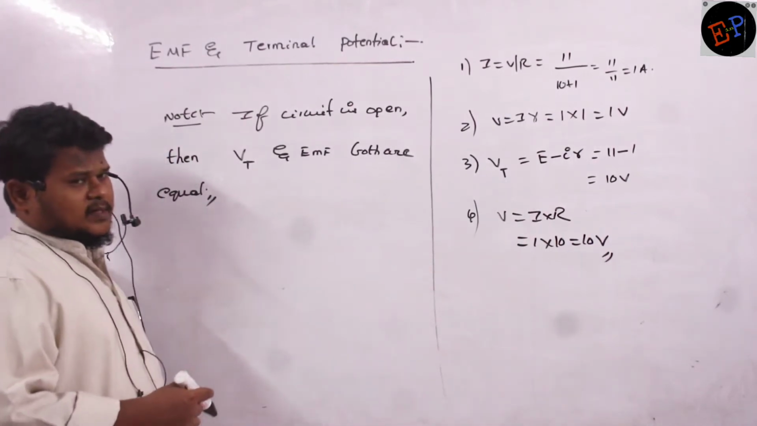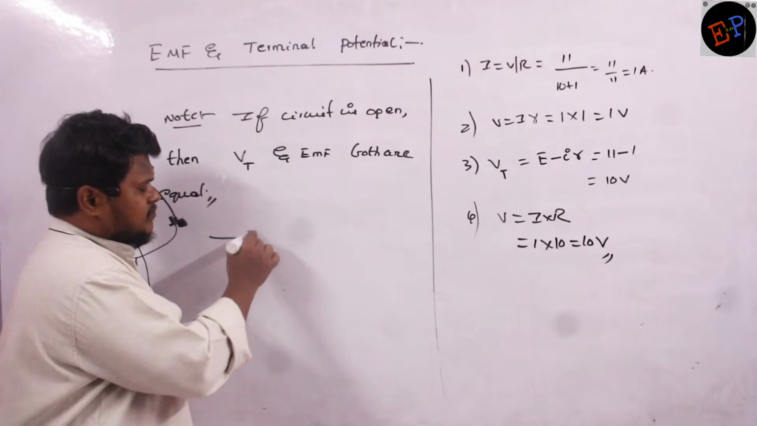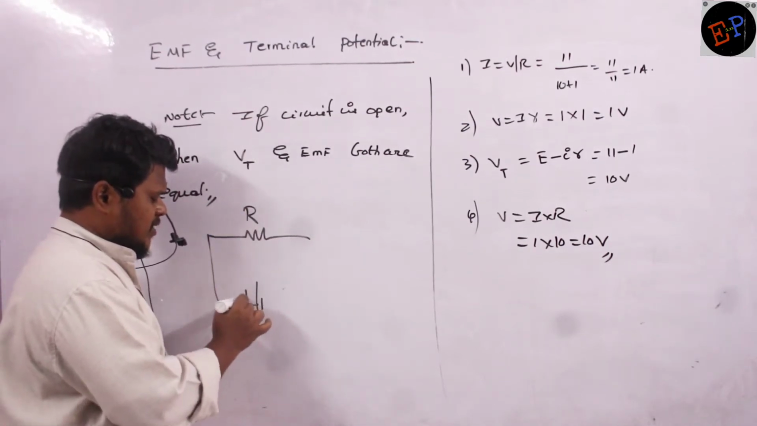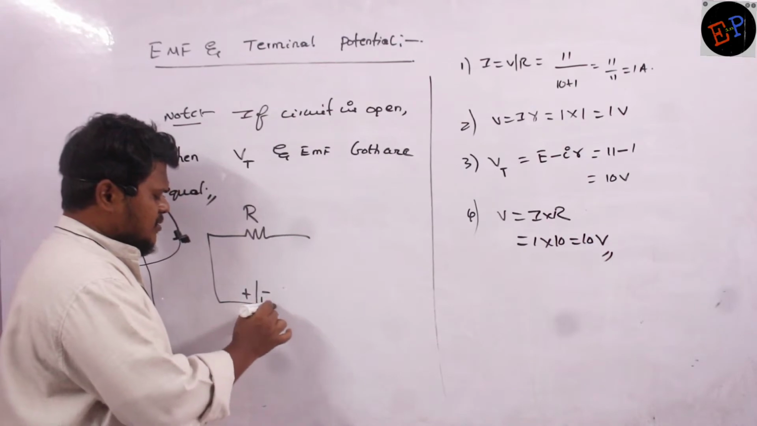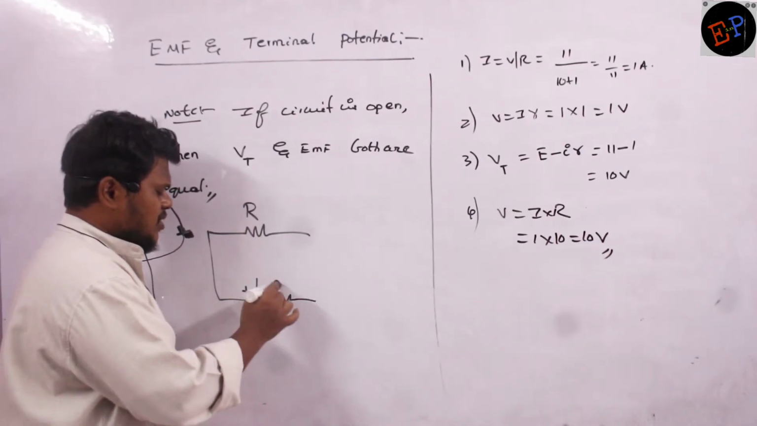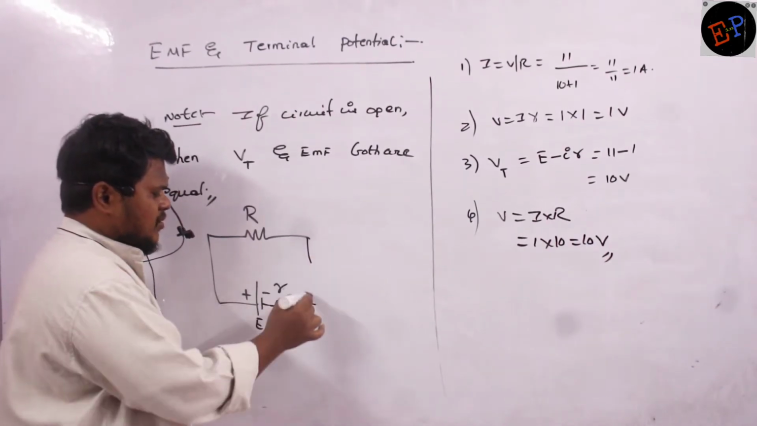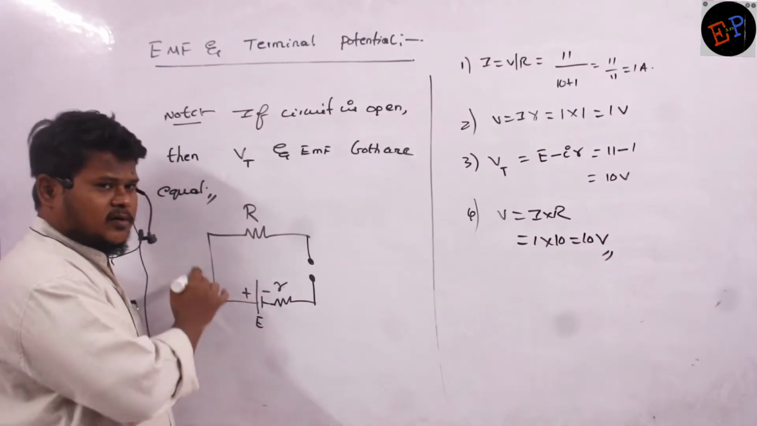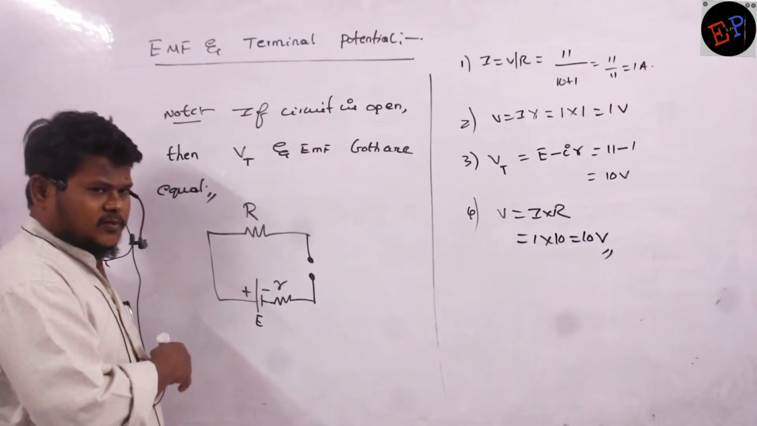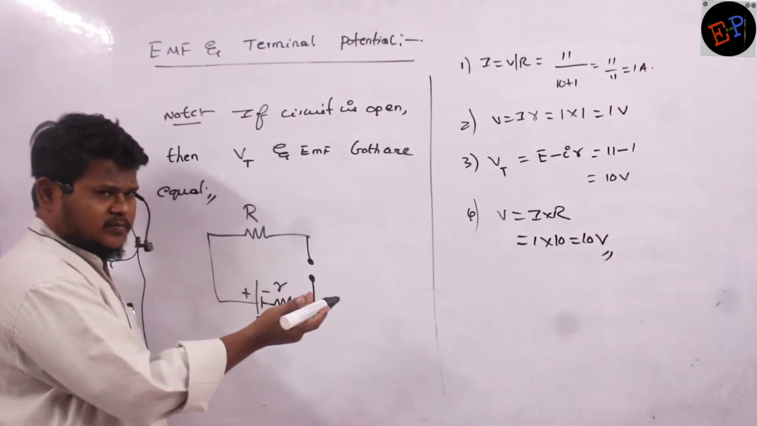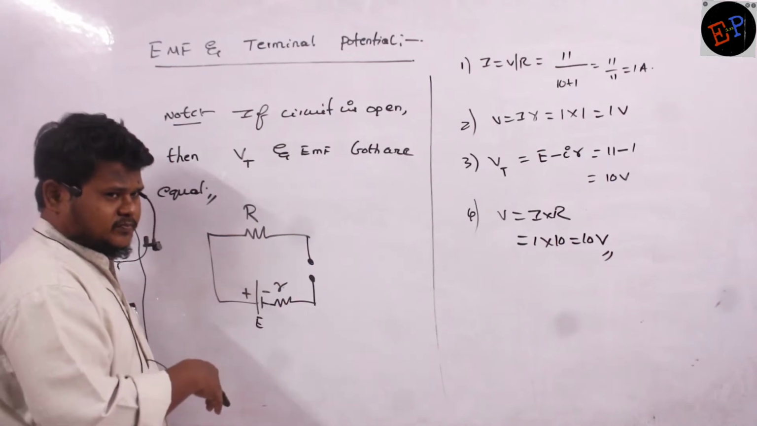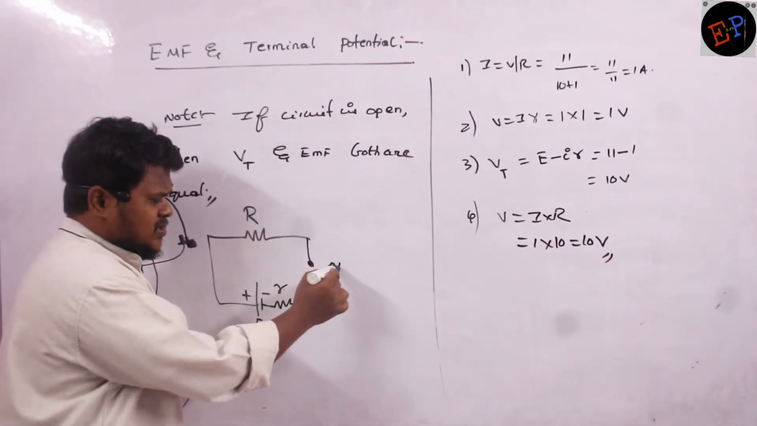Consider this is an external resistor. This is a battery of EMF E. This is the internal resistance, small r. Now I will open this circuit. Current cannot flow, because the circuit is open. If the circuit is open, whatever the battery capacity, current never flows. So this is an open circuit.